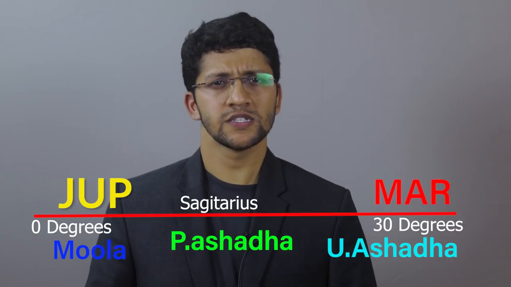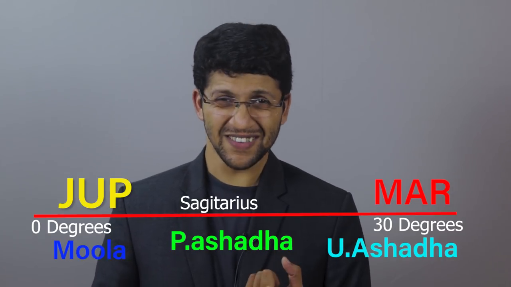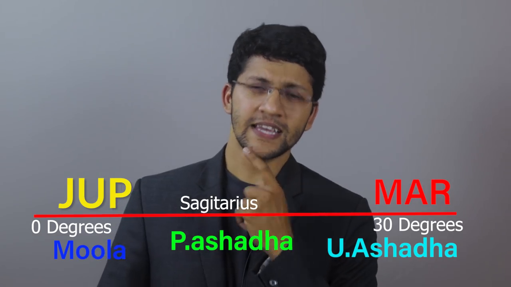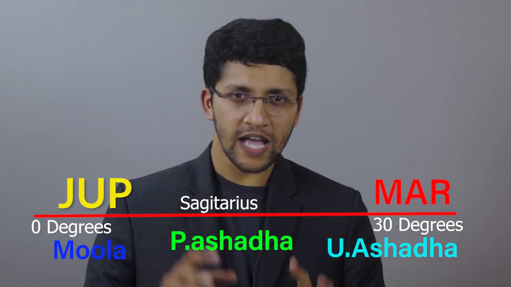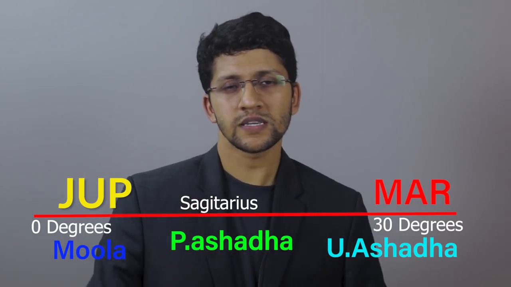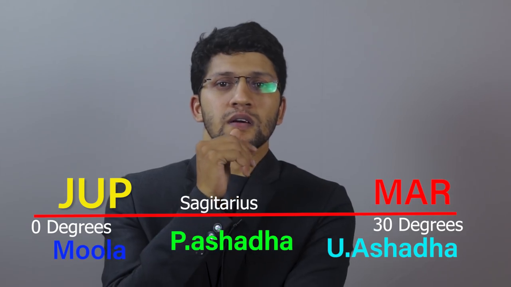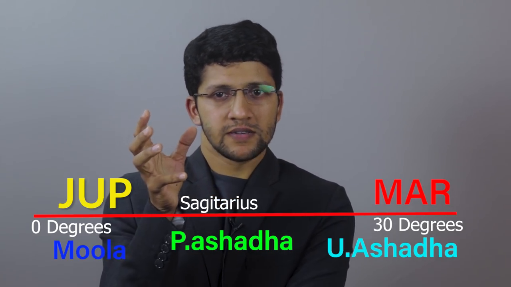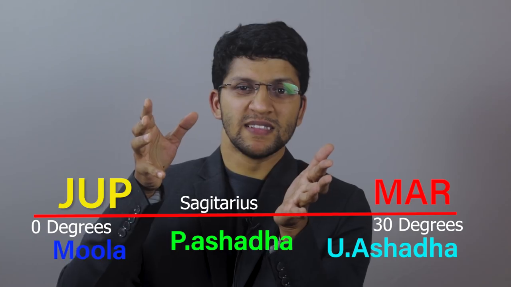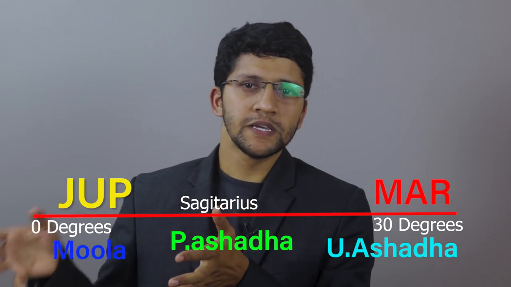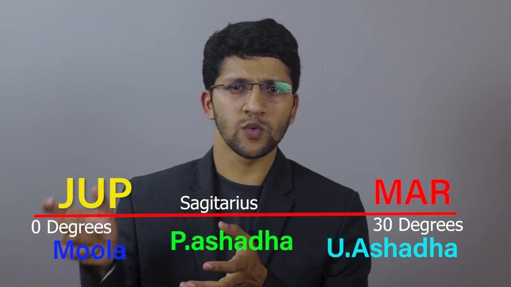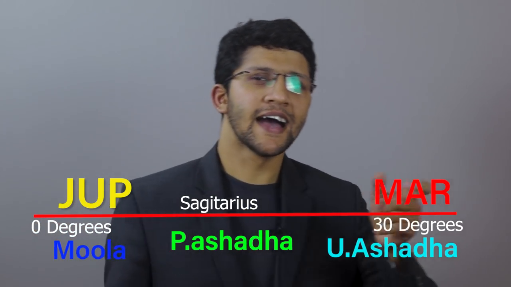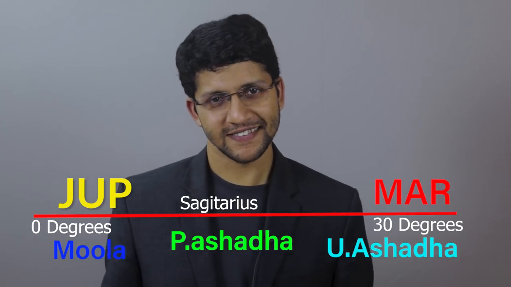Each Rashi has 2.5 nakshatras, 12 Rashis, 27 nakshatras. 27? I thought it's 28. It's 27. We'll talk about that other nakshatra. But as of now, there are 12 Rashis and 27 nakshatras. So in the same example, Jupiter will be in the first 3 degrees of Sagittarius, in a different nakshatra, and Mars will be in a different nakshatra.